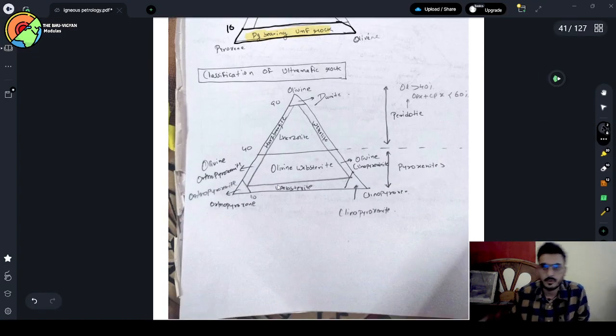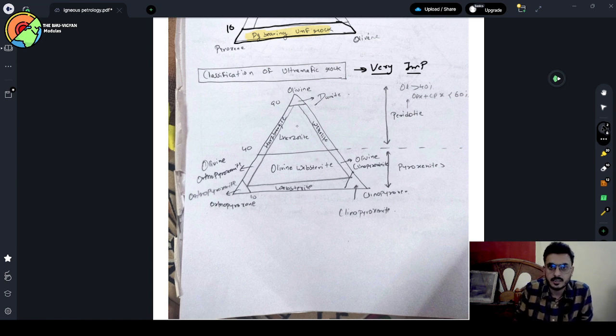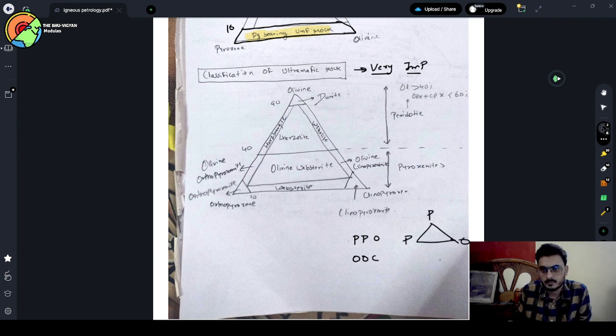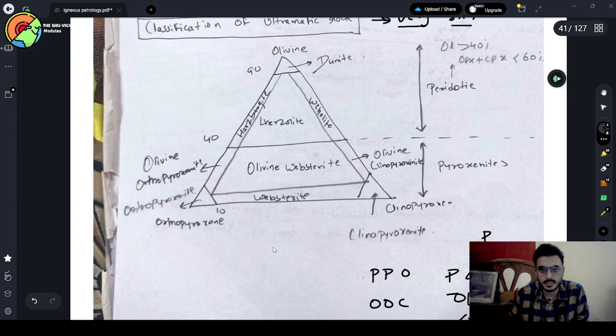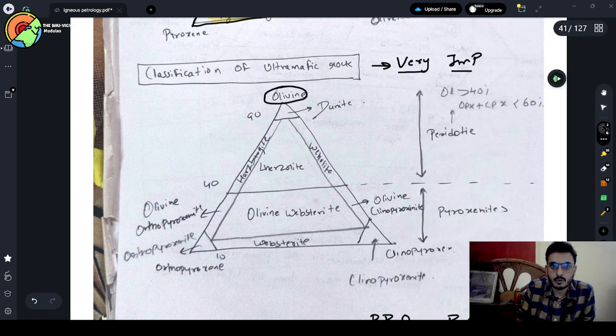Now classification of ultramafic rock. This is a very important question for GATE and GSI. So first you have remembered PPO. Here you can remember OOC. Here will be your olivine, here will be your OPX, and here will be your CPX. If we dwell more into detail, here is olivine, and if a rock contains 90% olivine, it is known as dunite.